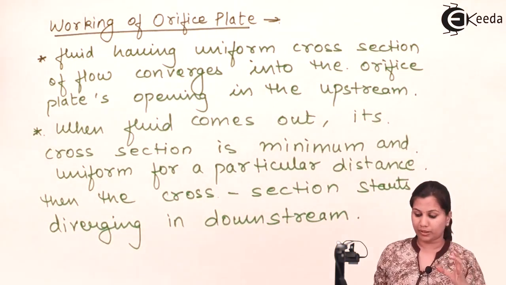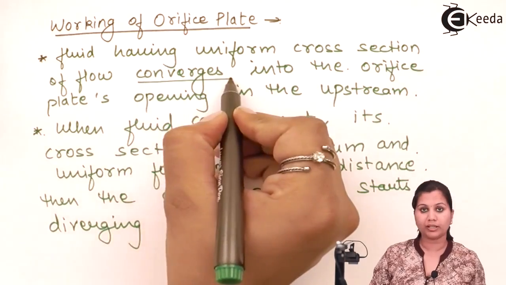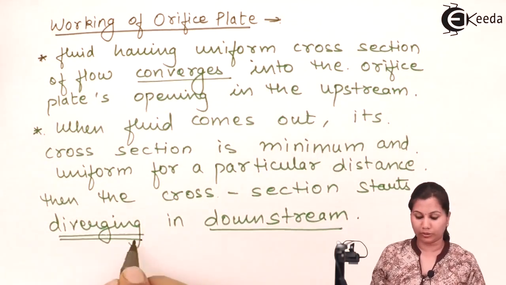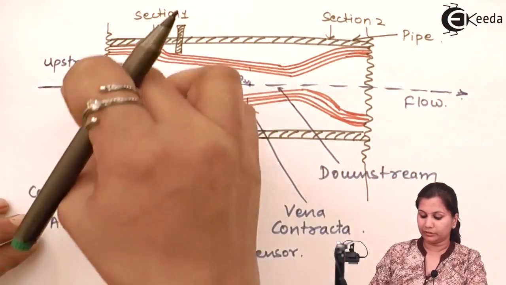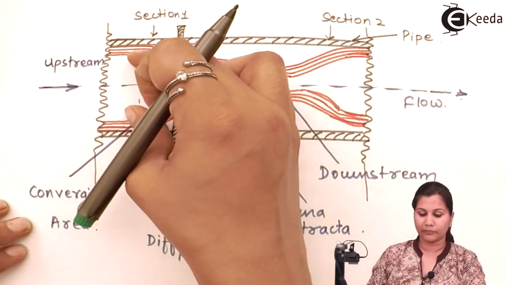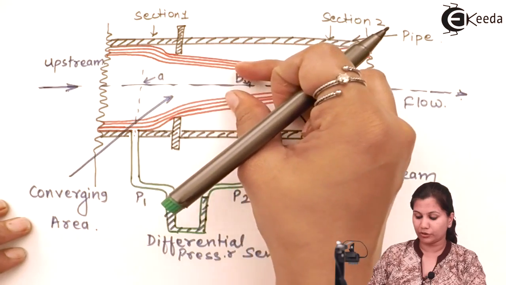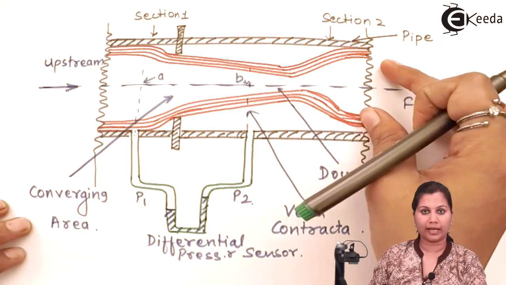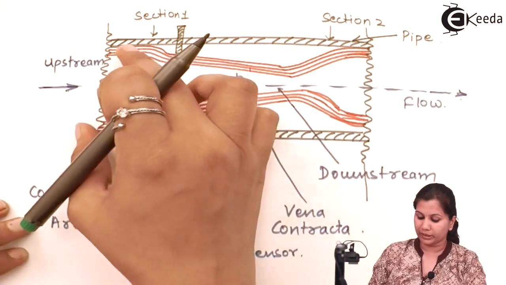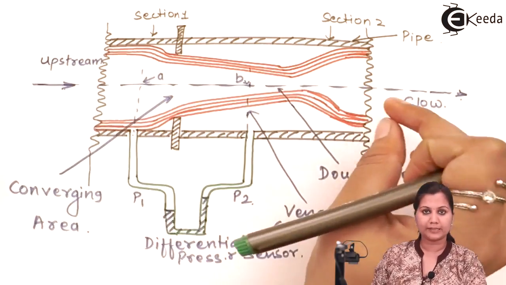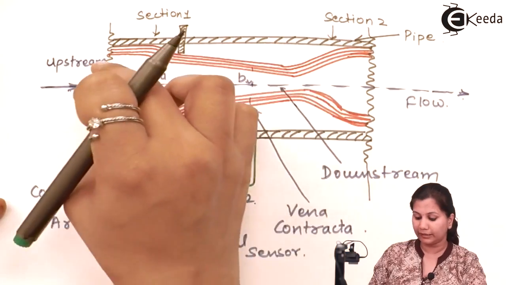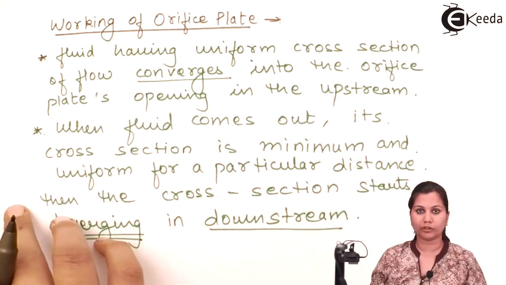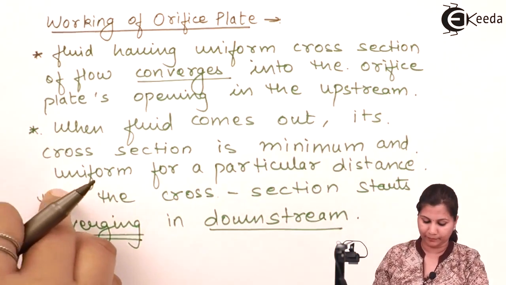Now in the upstream the cross section was converging, while in the downstream the cross section is diverging. So earlier the cross section was uniform, after that it starts converging, again it comes to uniform, and then it starts diverging. In this way the cross section of the fluid changes when it is entering the orifice plate, and then coming out of the opening of the orifice plate.